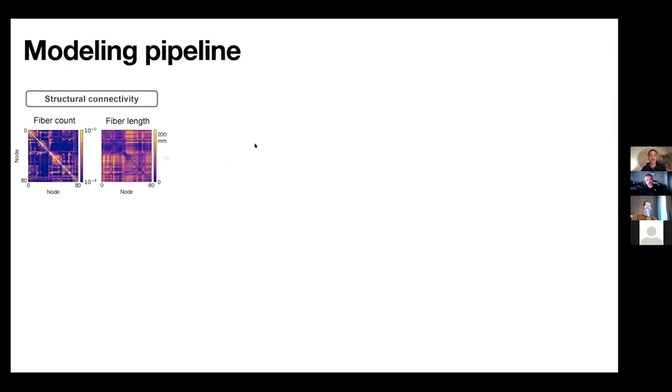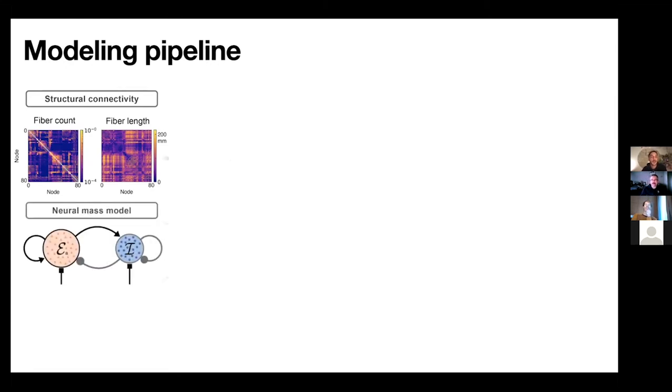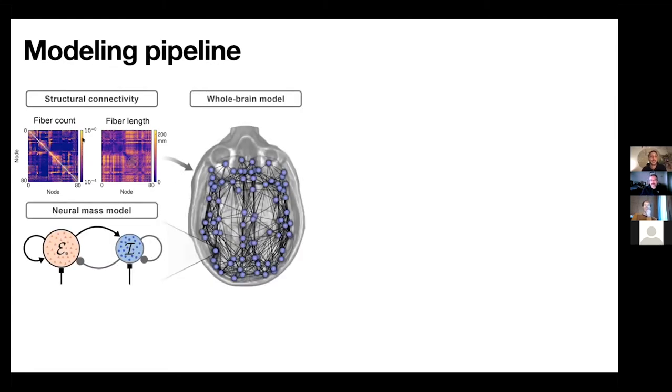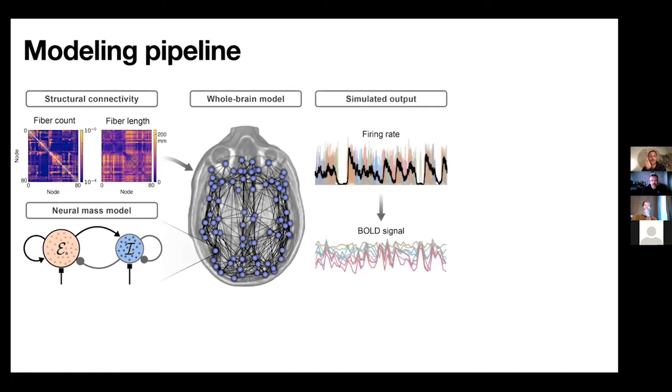So again, a picture instead of words, just putting everything together and combining these two things, the structure information and the neural mass model, we get a whole brain model. Simple as that. And from the whole brain model, we can then simulate it and extract data, which is, for example, firing rates of every single brain region here in different colors. The black trace is something like an average.